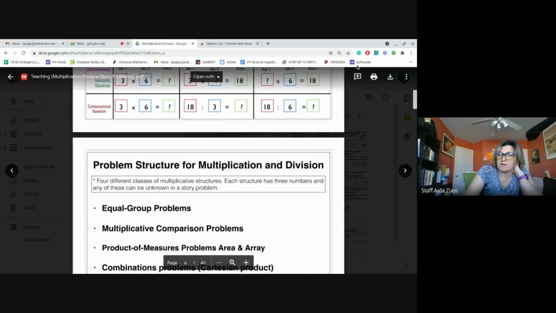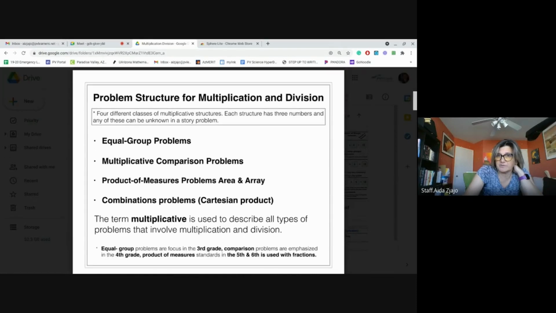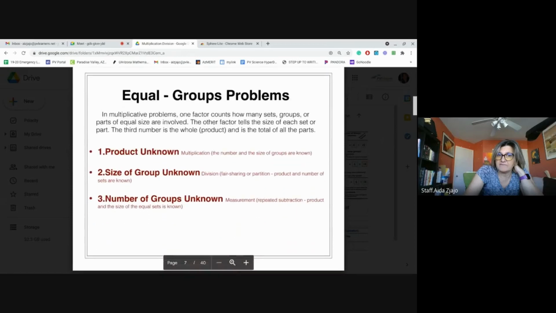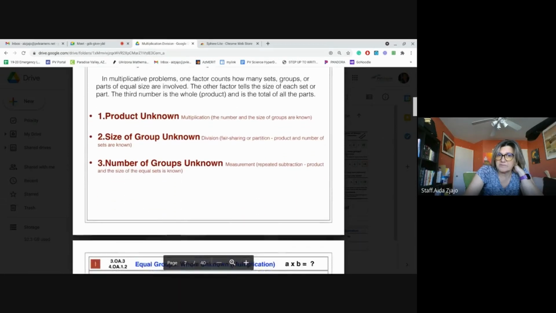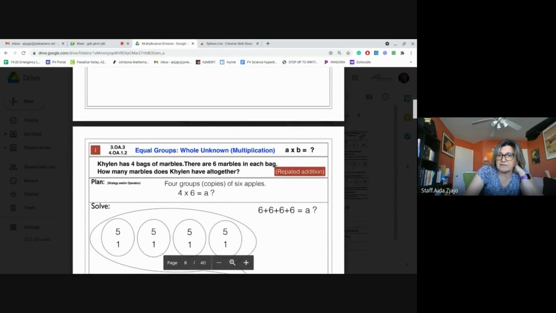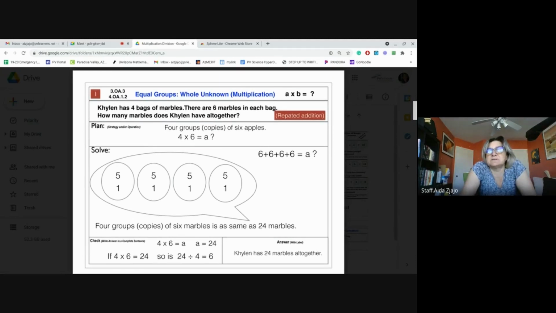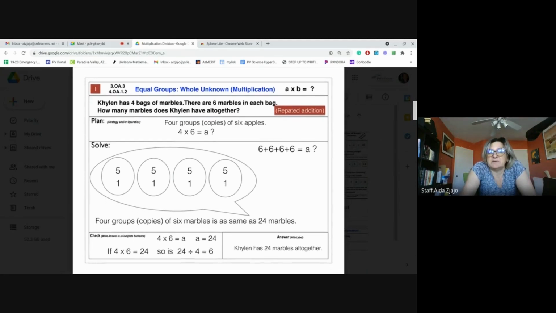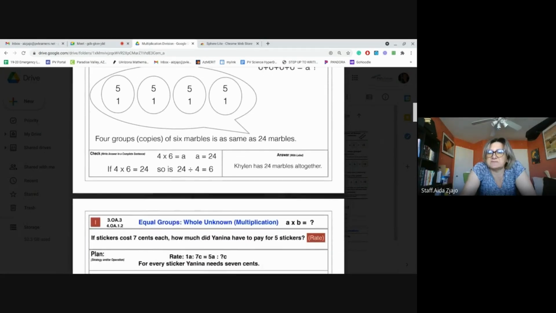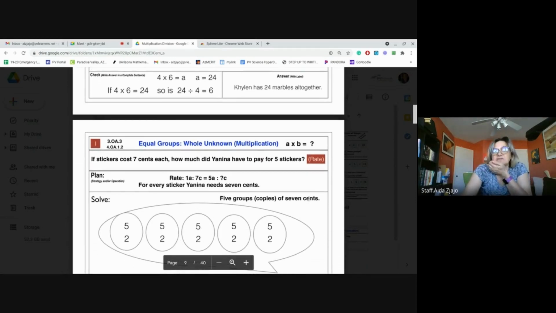And then here you can see the problem structure for multiplication and division, and I have all three versions that could be unknown: product unknown, size of a group unknown, number of groups unknown. And then we come to the problems. Here are the keys for every single structure that your kids can encounter from third grade, fourth grade, and even sixth grade, with sixth grade using fractions.